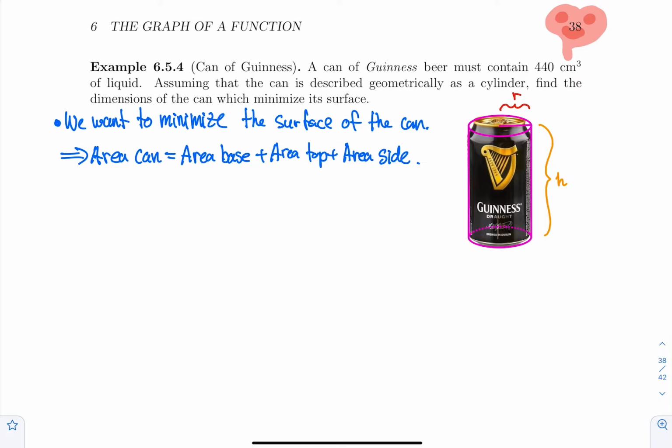So let's start using letters here to simplify. So the total area, I'm going to use big A. Area of the base is just a circle of radius r, so it's going to be pi r squared. The area of the top is also another circle of radius r, so it's pi r squared. Sometimes in these questions there's no top or no bottom, so you would have only one of them and not both. And then the area of the side, that's probably the trickier one.